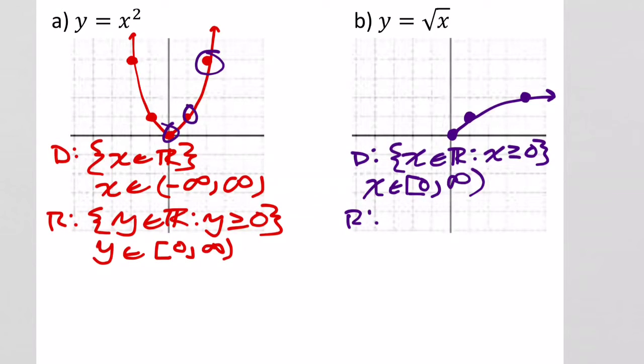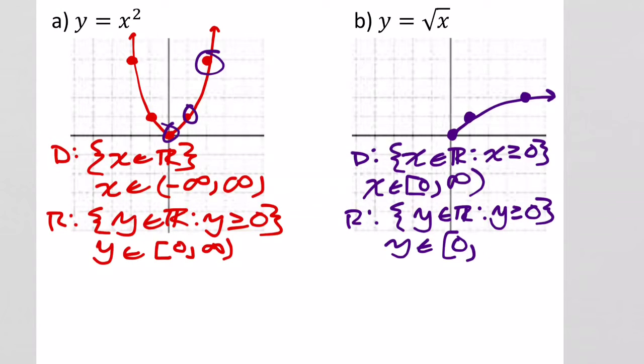Well, let's talk about this range here. Now the range on this is going to be the set of numbers y in the set of real numbers such that y is greater than or equal to 0. Again, in interval notation, y is an element of the interval 0 to infinity, with a parenthesis. There you have it.